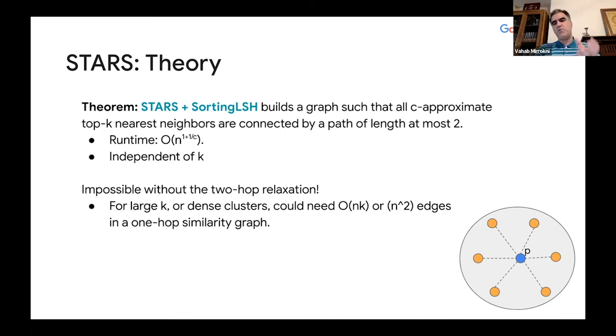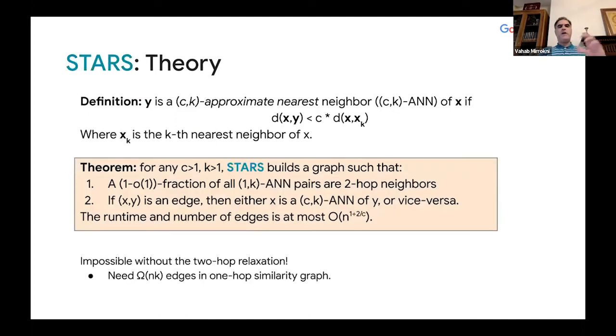So this is theoretically impossible to do on the nearest neighbor graph itself. So we have to go to the two-hop neighborhood graph. We now have formal theorems that show the stars algorithm that I'll tell you about actually computes a proper two-hop neighborhood in a distributed way.